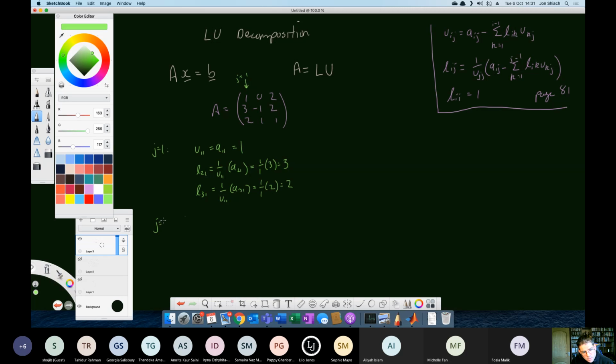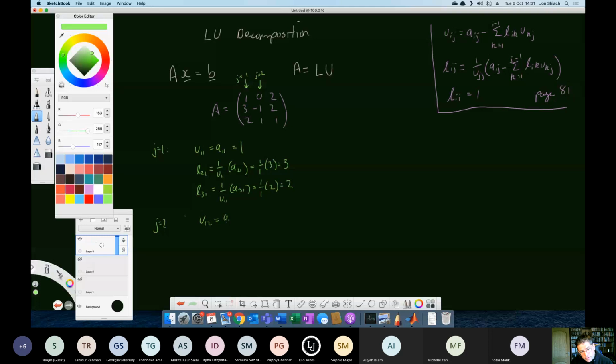Moving to the second column. So that's the J equals 2 column. We start off again with U12, because this element is in the upper triangular region of this matrix A. Now we are going to have some summation terms.